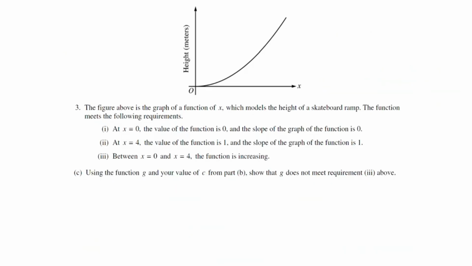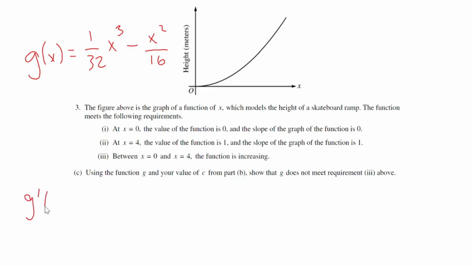In part C, it says use your function g and your value c from part B. Show that g does not meet requirement number 3. So our function g was cx cubed minus x squared over 16, and we got 1/32. So that'll be 1/32 x cubed minus x squared over 16. And we want to show that our function is increasing from 0 to 4. We'll show that it's not, actually.